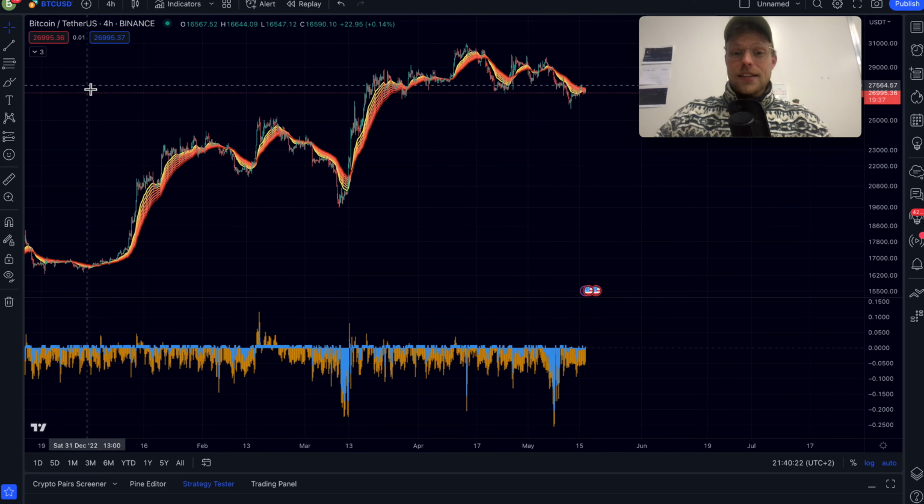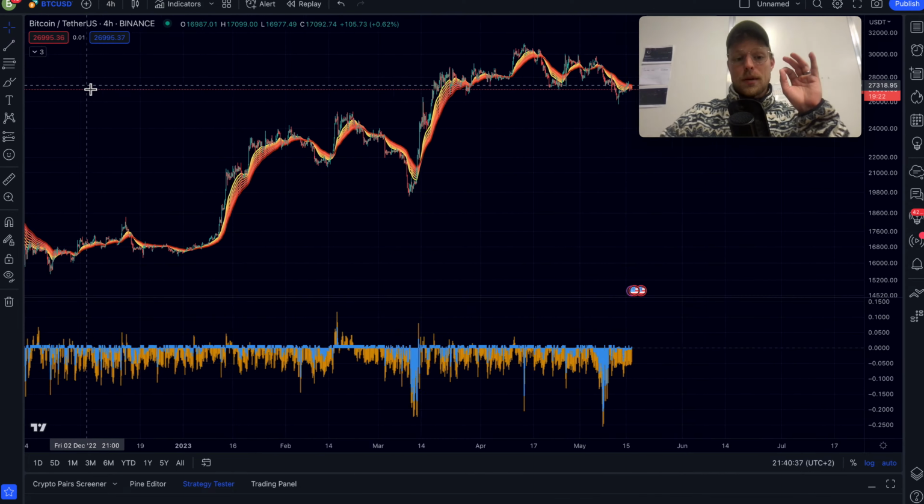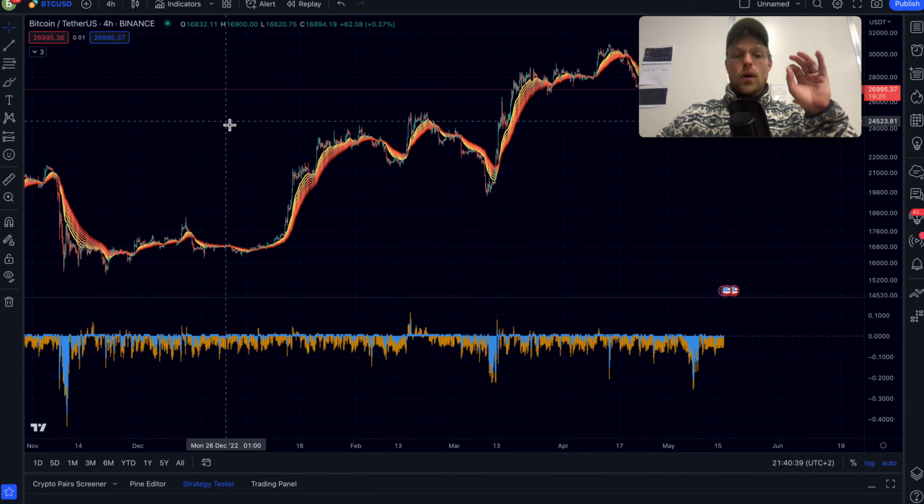So the indicators that we are using in today's trading strategy are the EMA Ribbon and the funding rates. Those two indicators, and we are only going to trade on the 4-hour time frame, and I'm going to show you exactly what is going on.